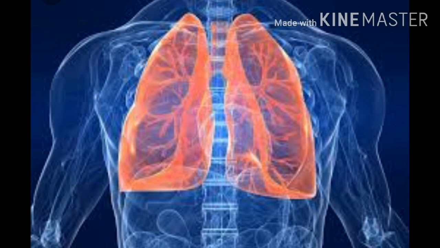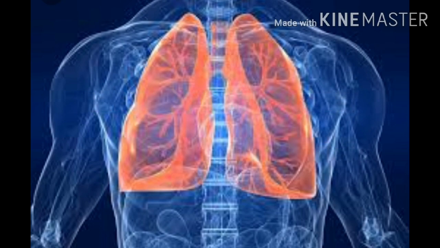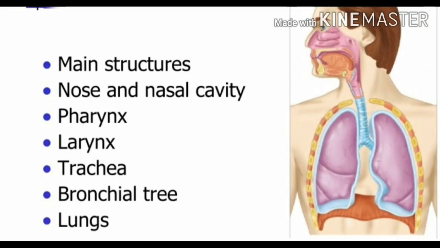Today we are going to discuss the respiratory system. The main structures which help in the air passage are the nose and nasal cavity, pharynx, larynx, trachea, the bronchial tree and the lungs.